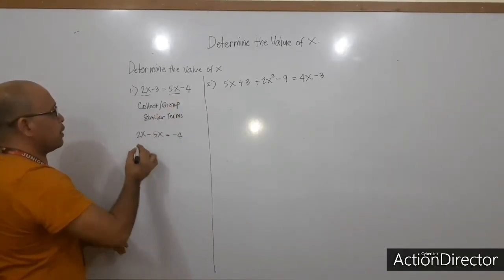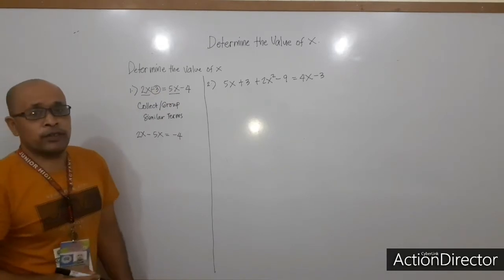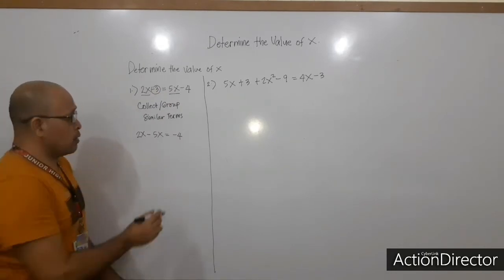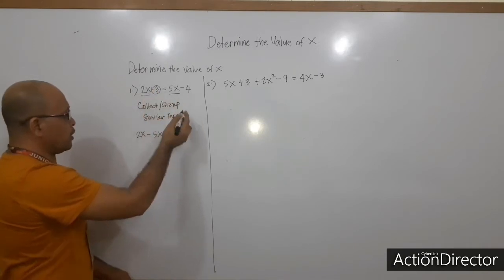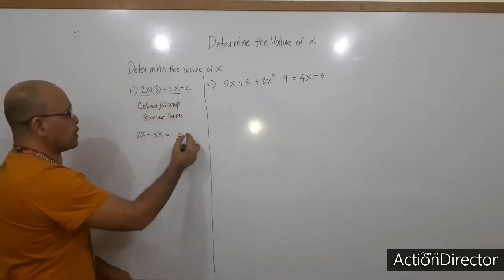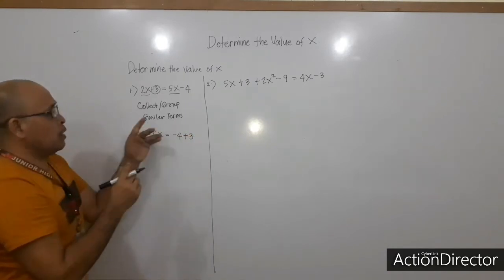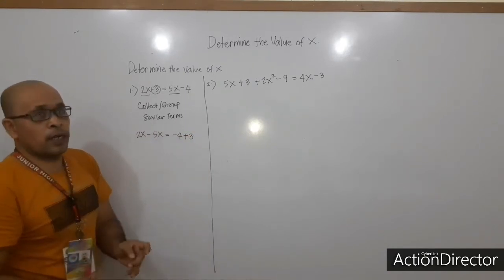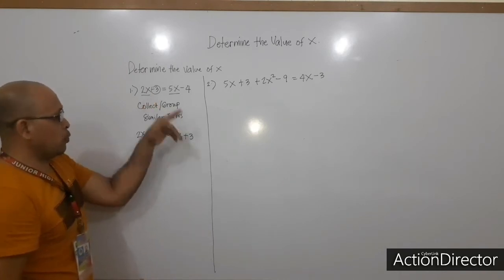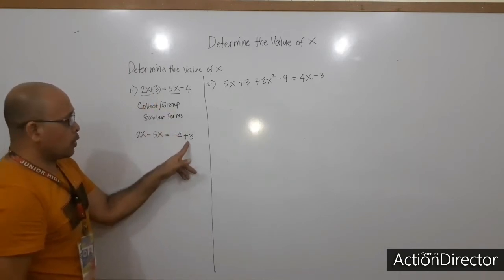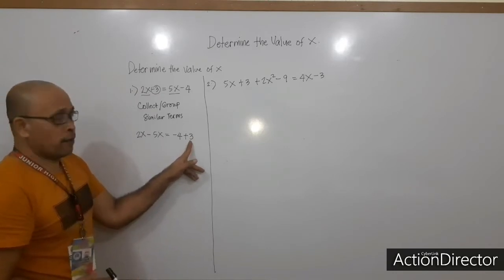And then from this side, you transpose minus 3 or negative 3, placing it to the right side, so it will become plus 3. Since the term is transposed, the sign will be affected. From minus or negative, it will become plus or positive when it is already on the right side.